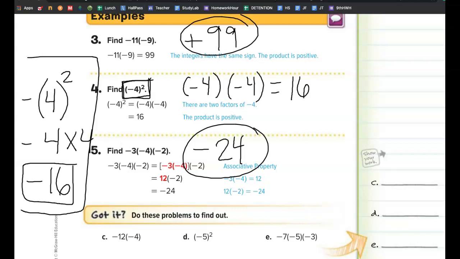Damien, letter C, what'd you get? 48. Thumbs up if you agree. Awesome. Aaron, D, what'd you get? 25. Thumbs up if you agree.